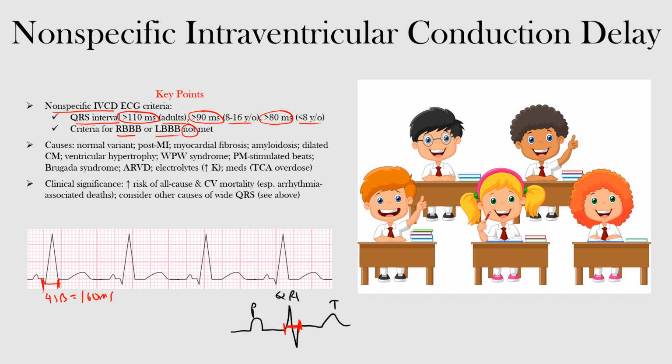So when we talk about intraventricular conduction delay, it just means that there's slow conduction within the ventricles, intra, meaning within the ventricles. So we're going to see these prolonged QRS intervals, but we're not meeting the criteria for right or left bundle branch block. We mentioned a number of causes, and you should make sure you're aware of them. And remember, this is clinically significant because these patients are at an increased risk of all-cause and cardiovascular mortality, and the mortality is often arrhythmia associated. So make sure to consider the causes that we mentioned here, and there are many others that you should be aware of.